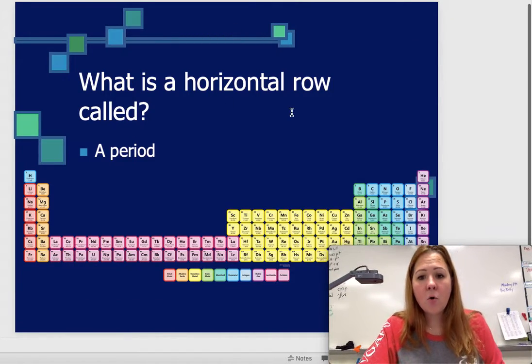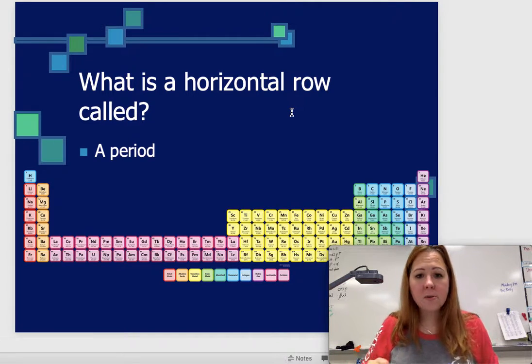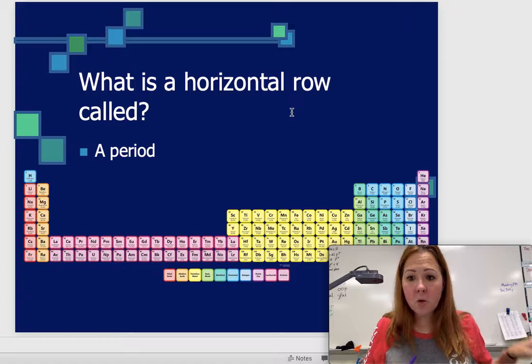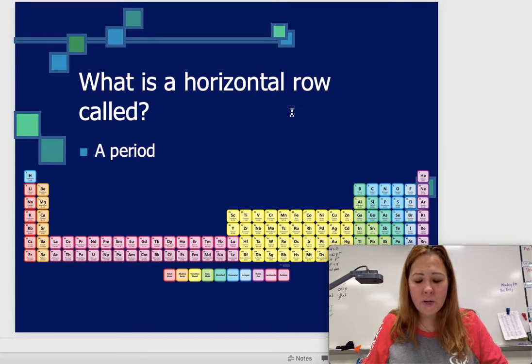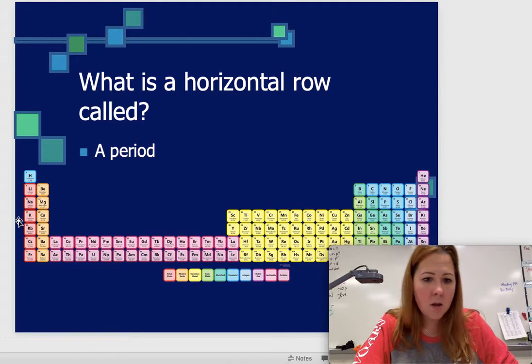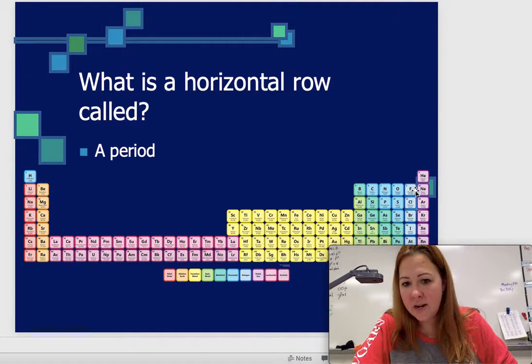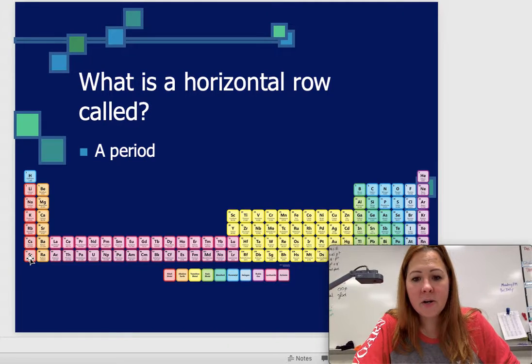But we already know that a horizontal row, so horizontal goes with the horizon, a horizontal row on the periodic table is called a period. So with your periods on the periodic table, there are actually 7 of them, and they go across this way. So period number 1 includes hydrogen and helium. Period number 2 is lithium down to neon. All the way down to period number 7.